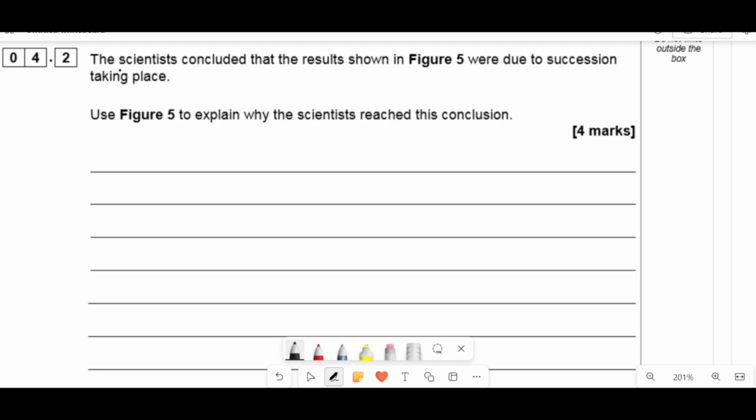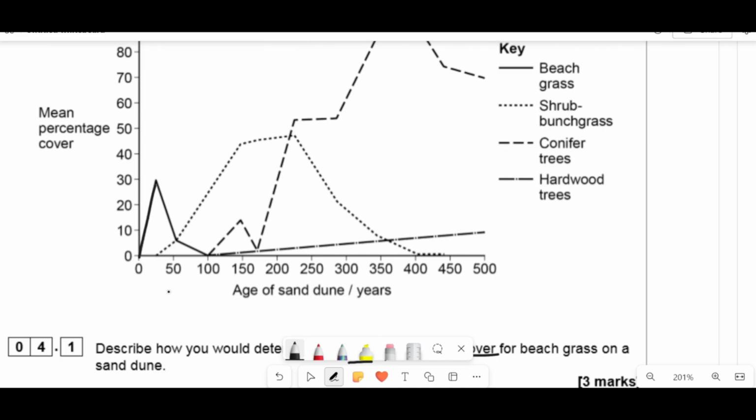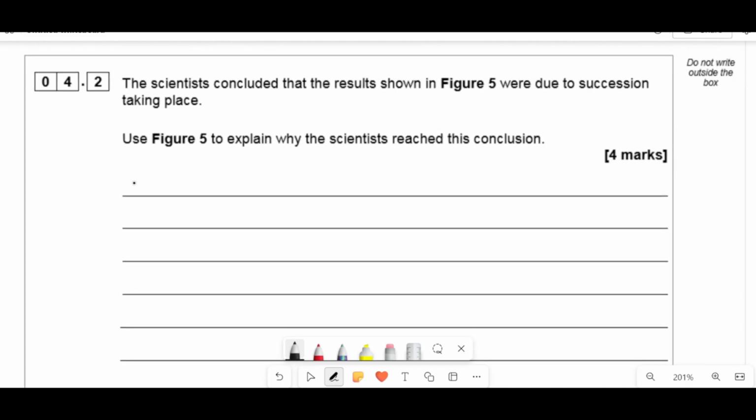That is it. So the scientists concluded that the results were due to succession taking place. Use your figure to explain why they reached this. It's not really an evaluate question. They're just asking what in this figure supports this, right? So if we have a look, like I said before, we see that this beach grass goes up and then down, and then all of a sudden these come up. So first of all, I can say immediately that this is probably the pioneer species.